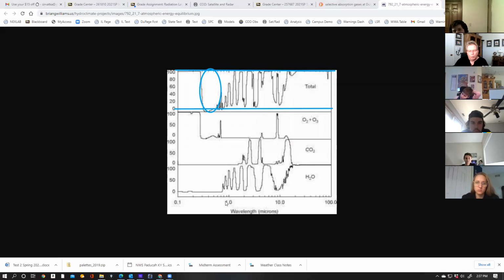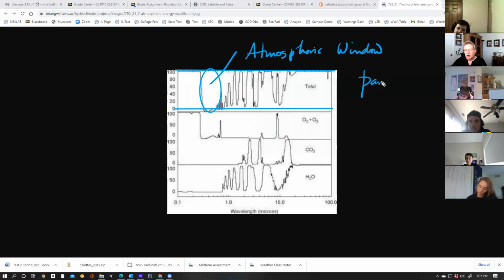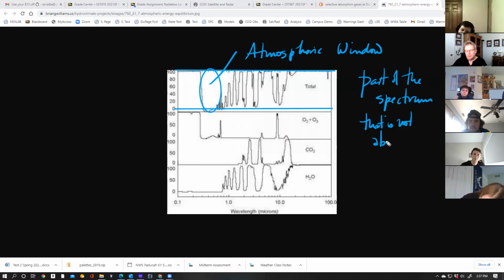That's under 1 micron. Where this is called an atmospheric window. And that's defined as a part of the spectrum that is not absorbed.